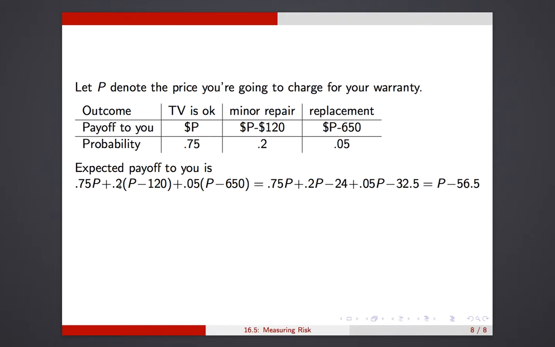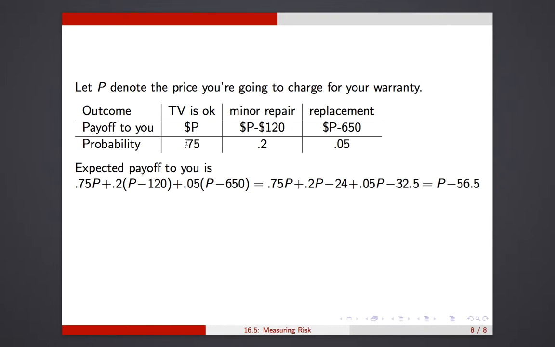I don't know how long it's been since you've done things like this, but when you have a number times a parenthetical expression like this, you move the 0.2 to both values. So you do 0.2 times P and then 0.2 times negative 120. And that's where this comes from over here, 0.2 times P minus 24. So 0.2 times 120 is 24. And same thing here, 0.05 times P, that's where this comes from. And then you have to put the 0.05 also with the 650, which gives you now a negative 32.5.